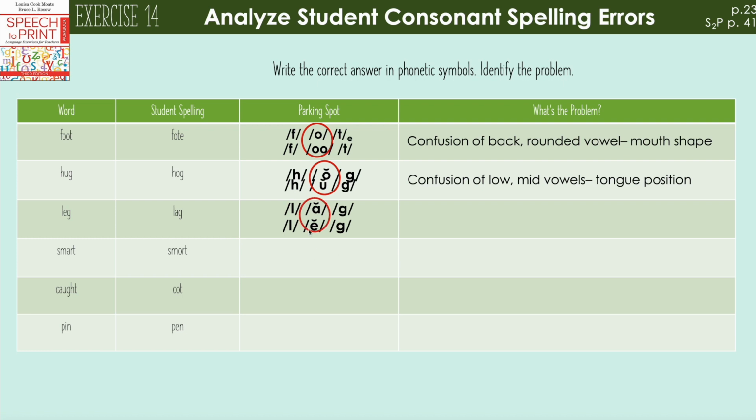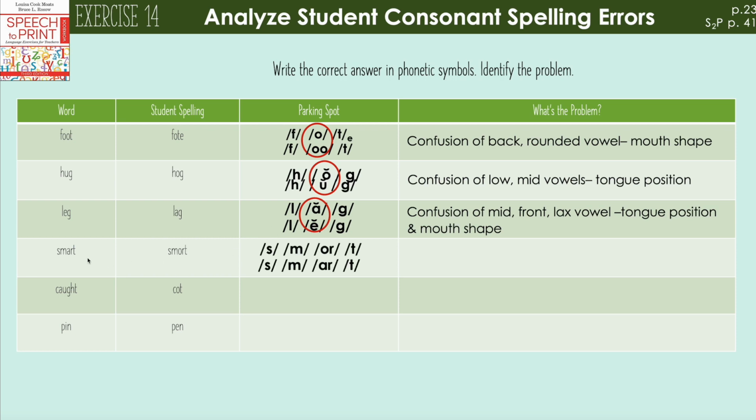Now we have leg and lag. The error is right here on that vowel. This one again is a confusion of your mid front and your relaxed vowel position. So you're talking about your mouth being relaxed. Your tongue position for the two sounds is different. Your tongue drops for the second and almost makes a bowl with its shape, and your mouth has to open a little bit more.